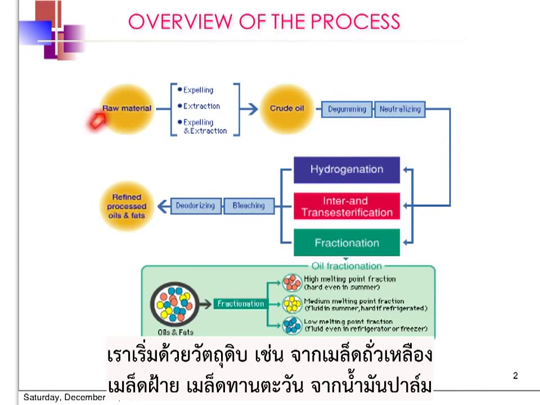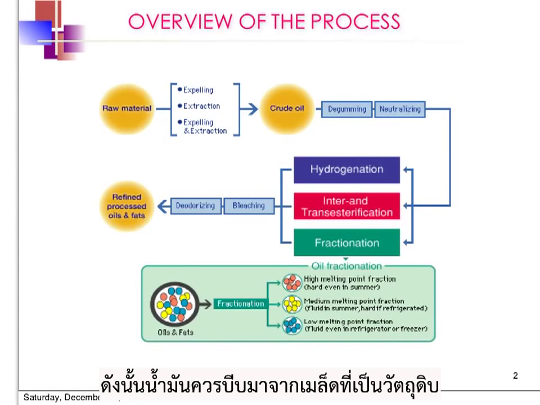So basically we start with the raw material. The raw material can be the seed, for example, from soybean seed or the cotton seed, sunflower seed, or from the oil palm fruits. Then the oil has to be squeezed out from the raw material.